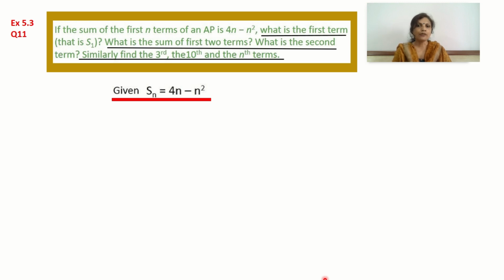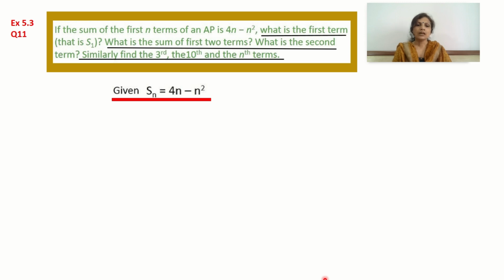The sum is divided into parts. You are given that the sum of n terms of an AP is given by the formula Sn is equal to 4n minus n square. We have to find out the first term, the sum of first two terms, the second term, and then also the third, 10th and nth term. So let's go step by step. You are given that Sn is equal to 4n minus n square.